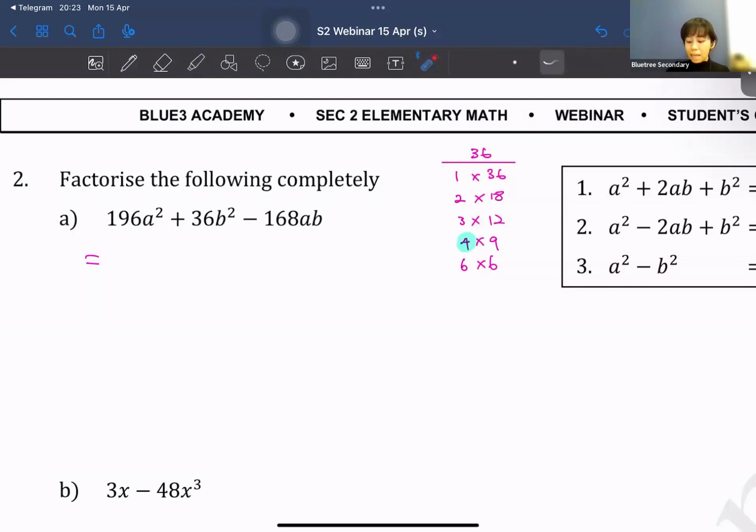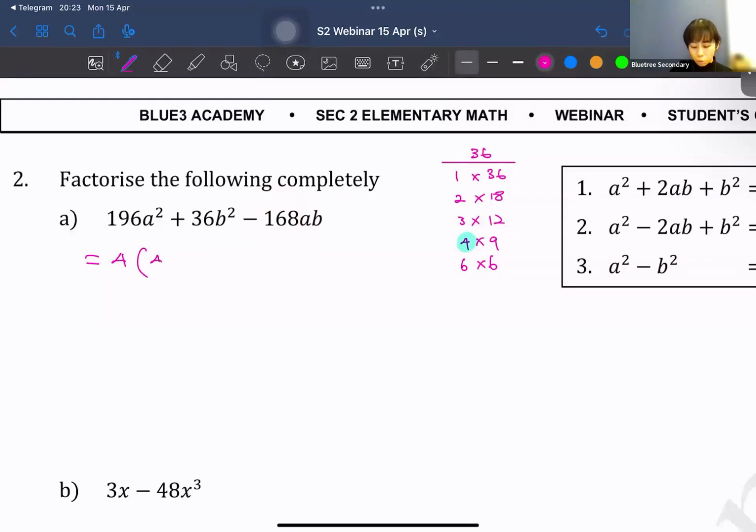So possibly I can factorize out 4 from all three terms. So go and check whether 4 is a factor of 168 as well. And in this case, I take 168 and divide by 4, I get 42 as the answer. Meaning to say that you can factorize out 4 from all three terms. So take out the 4, put it at the front.